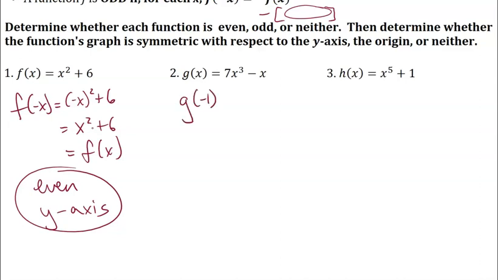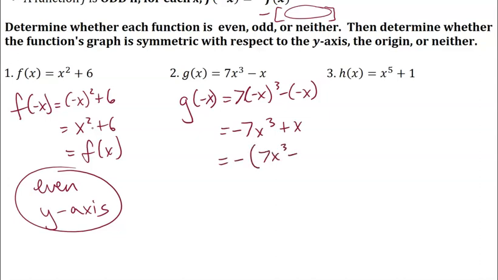For this one, I'm plugging in negative x to g, so I have 7 times the quantity negative x cubed minus negative x. So negative x cubed is just negative x cubed, so that's going to be a negative 7x cubed plus x. I'm going to factor a -1 out of that whole thing and show that this is 7x cubed minus x, which is equal to the original expression. So this is negative g of x. So since g of negative x equals negative g of x, this has odd symmetry, or symmetry with respect to the origin.